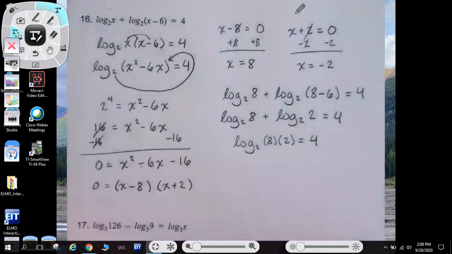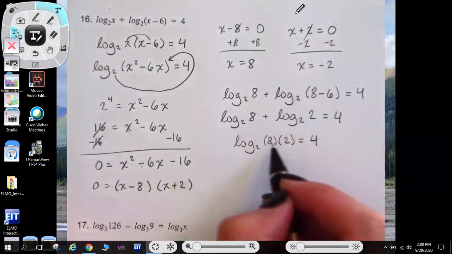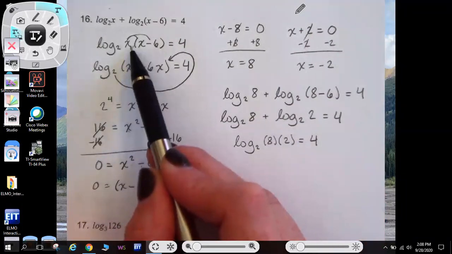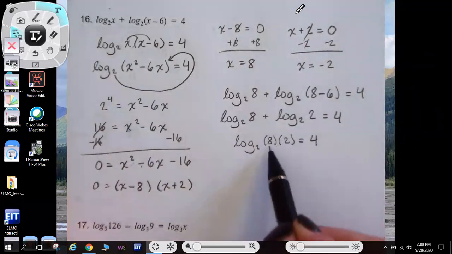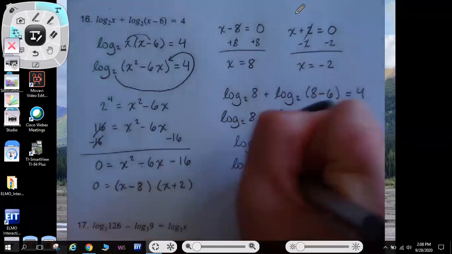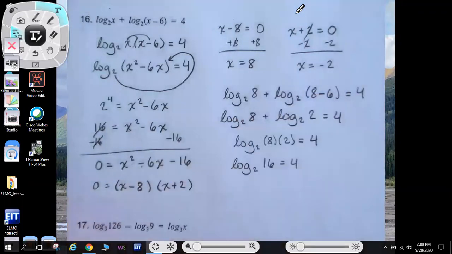The next thing we did was actually multiply, which when we were solving, we had to distribute this x right here. All we have to do is multiply these two numbers together. So we get log base 2 of 16 equals 4.